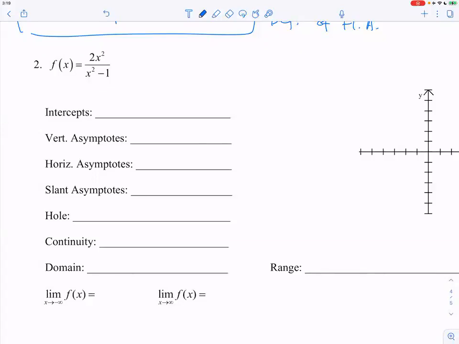All right, let's go to question number 2. So for question number 2, we have 2x squared over x squared minus 1. So I'm gonna do the easy stuff. Well, I can see something already. Can you see something in the denominator?